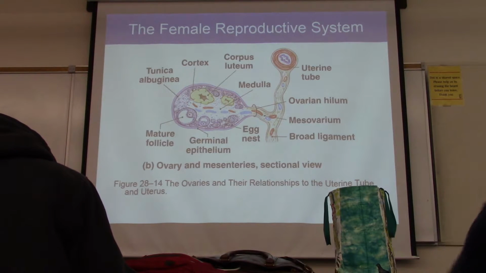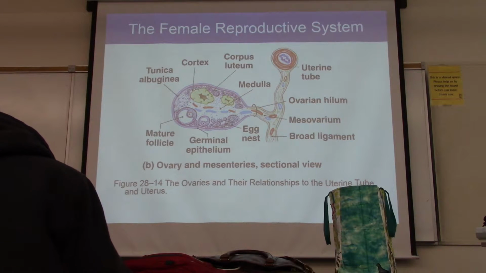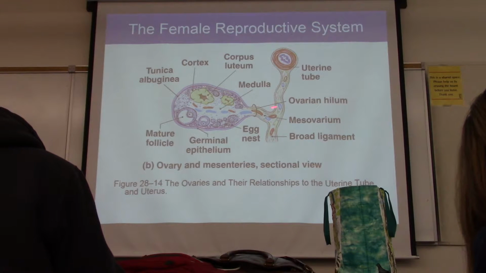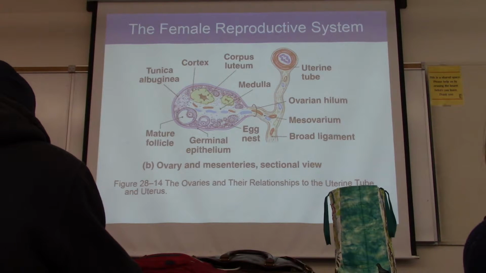This is kind of the way, if you could look at them in cross-section through this way. Here's the uterine tube up here. Here's the ovary down here. This is the mesovarium, or the ovarian hilum.